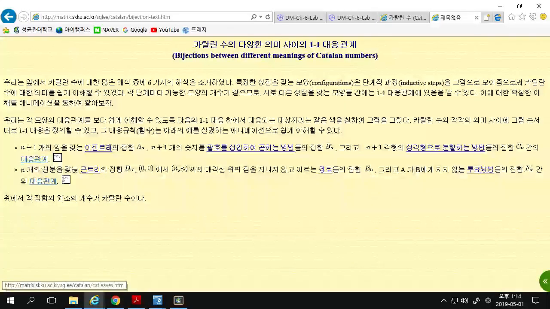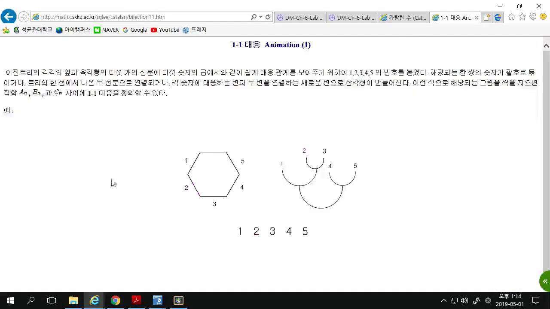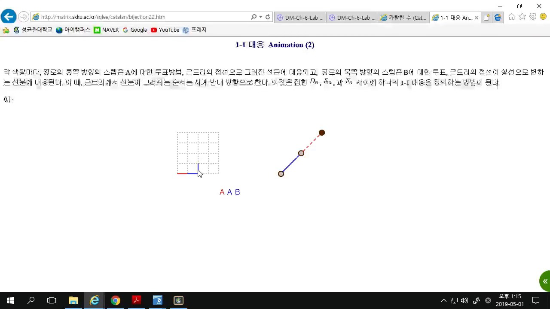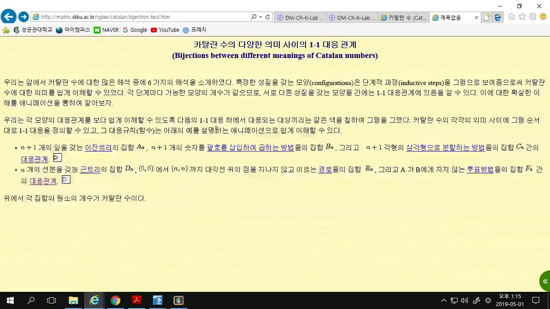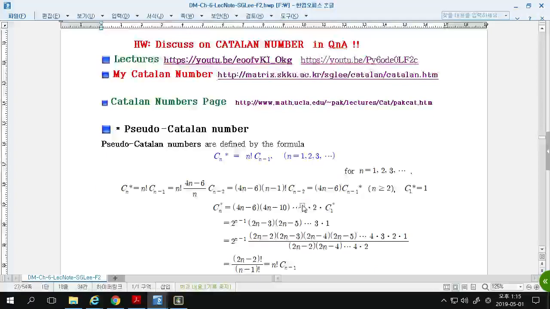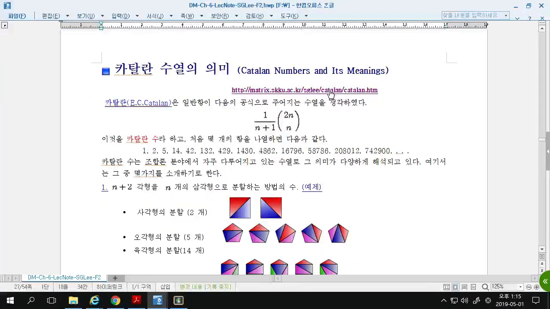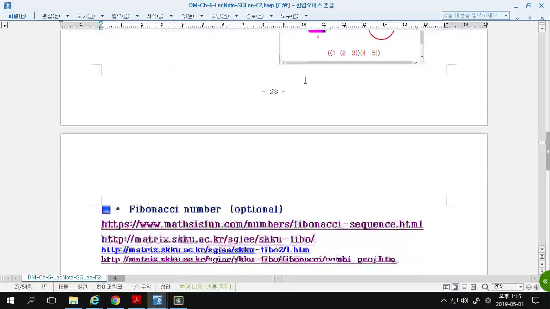Okay, and we can show this animation. This shows a one-to-one correspondence between the dissecting and the counting, and it also shows the one-to-one correspondence between the bad roots and good roots and the binary trees, etc. Anyway, the pseudo Catalan number is also defined in this way, which also has applications. And I showed you my website that has all that information.